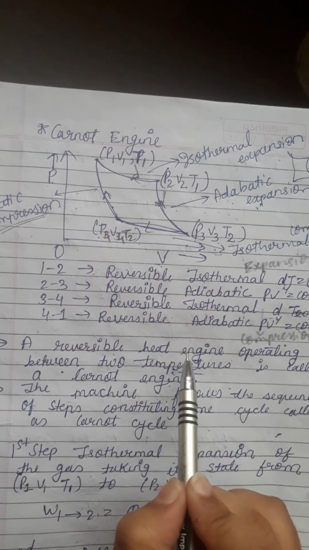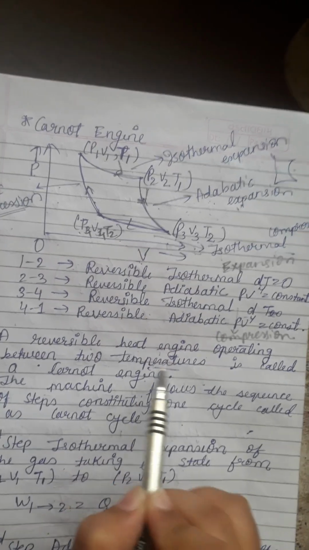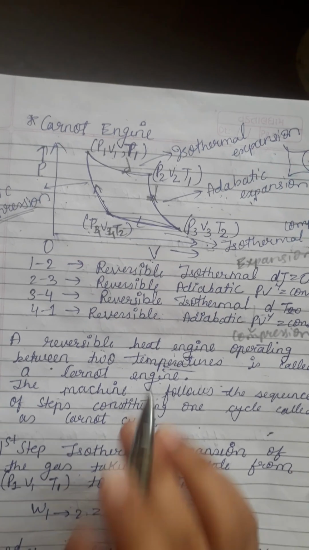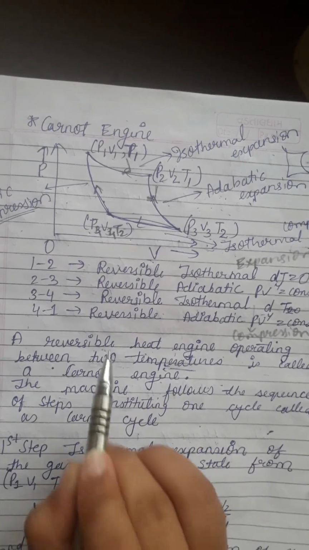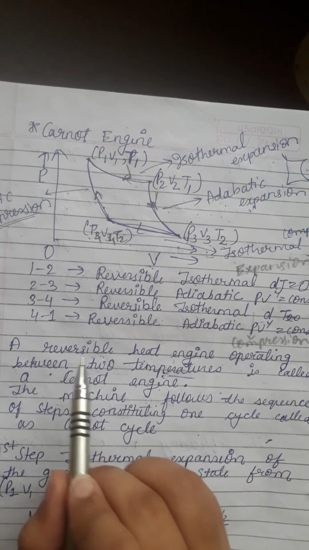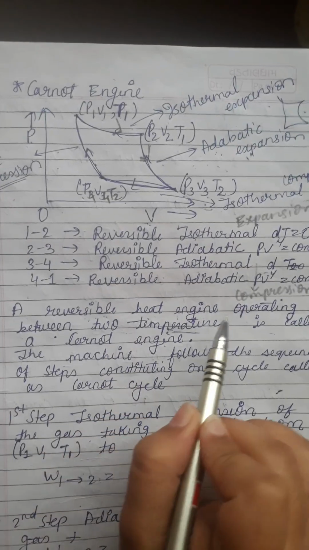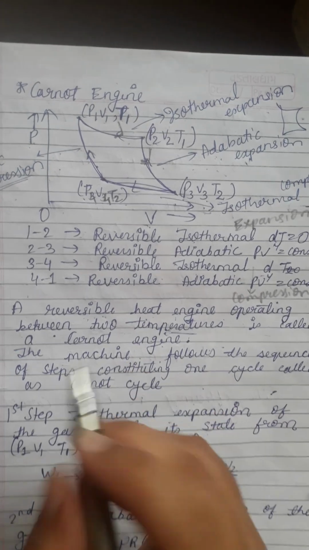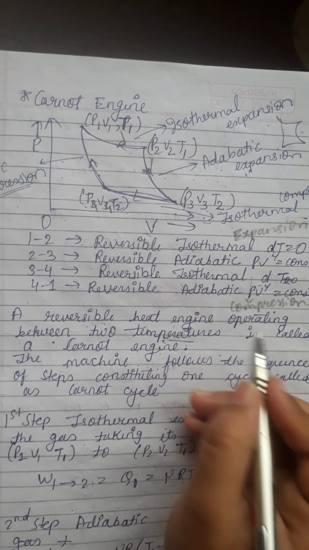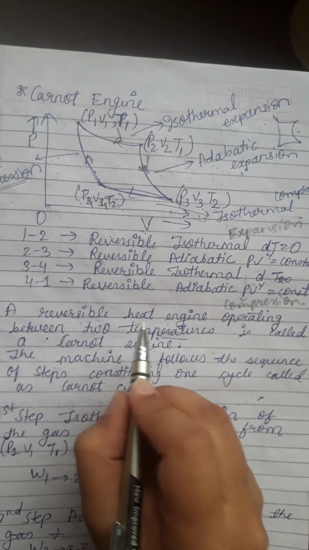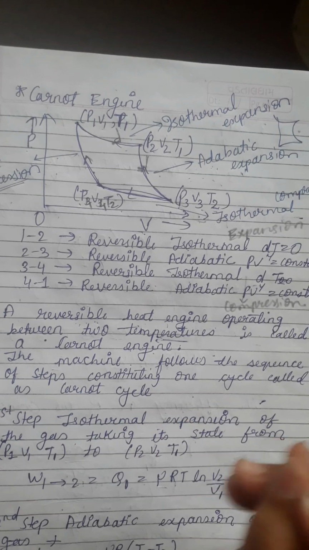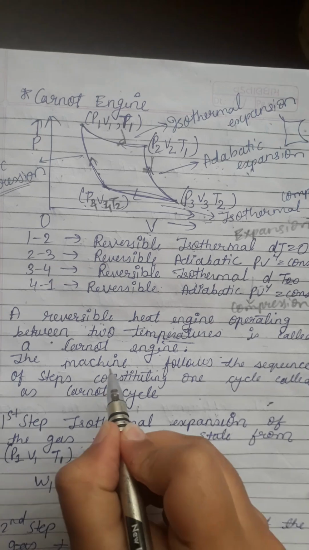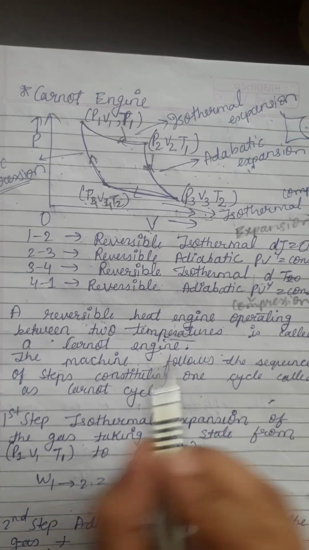A reversible heat engine operating between two temperatures is called a Carnot engine. Reversible means it can convert from one form to another form. A reversible heat engine operating between the two temperatures, it can operate only between the two temperatures, is called a Carnot engine.